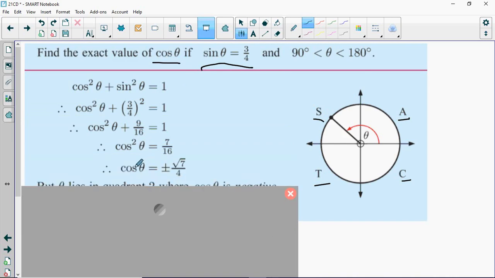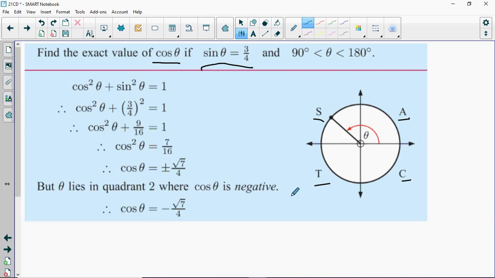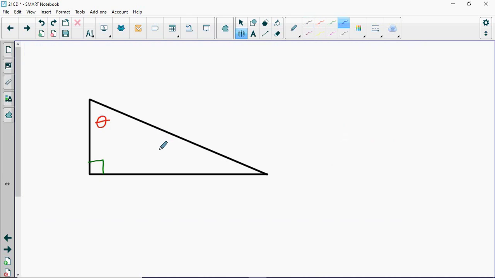And now cosine of theta has to be equal to plus or minus, since I'm taking the square root, plus or minus the square root of 7 over 4. Well, which one is it? Is it plus or minus? Well, we just said it's going to be minus. Some of you might prefer a geometric approach, however, so you don't need to use that identity.